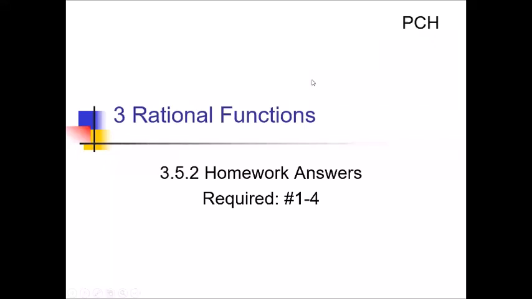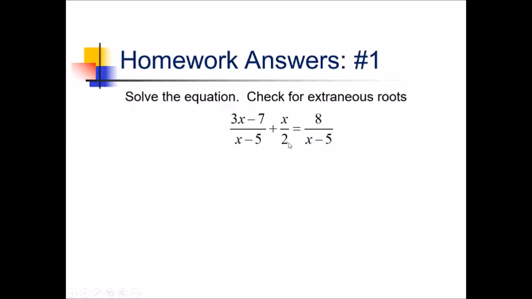This is the Pre-Cal Honors 3-5 Part 2 homework solutions on rational equations. To solve this rational equation, we need to first get rid of the x's in the denominator. So to do that, I'm going to multiply everything by the LCD, the least common denominator of this equation. The LCD is going to have everything I need to cancel out each of the denominators.